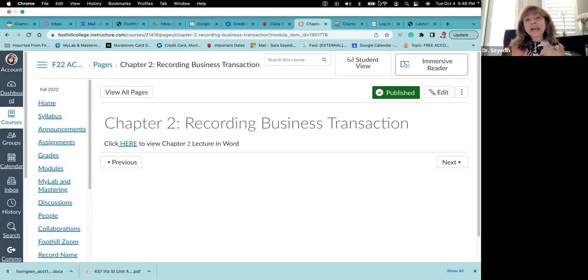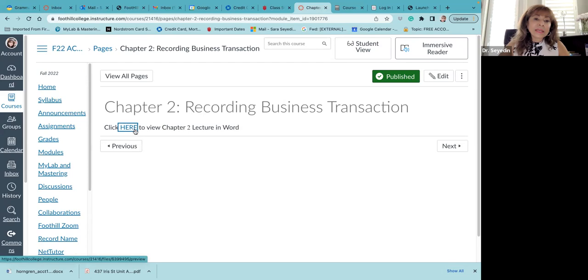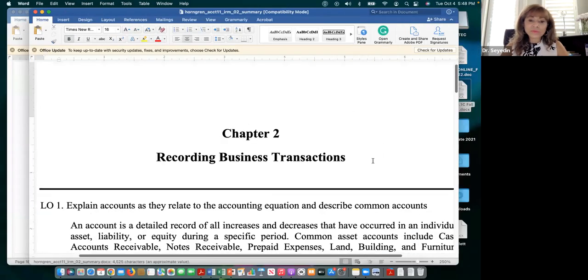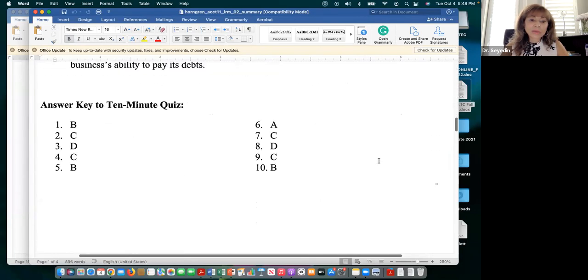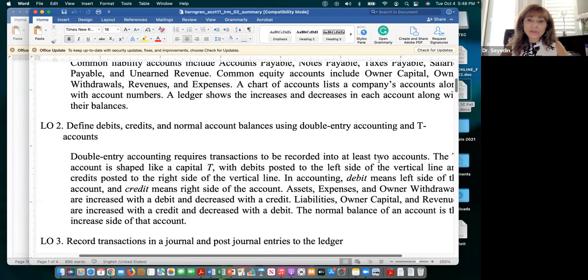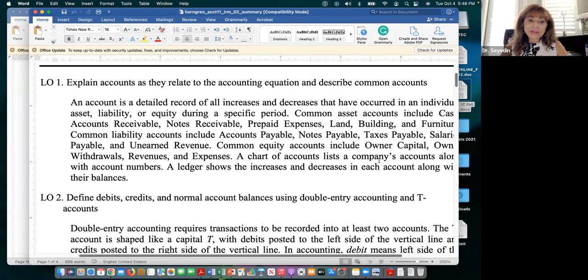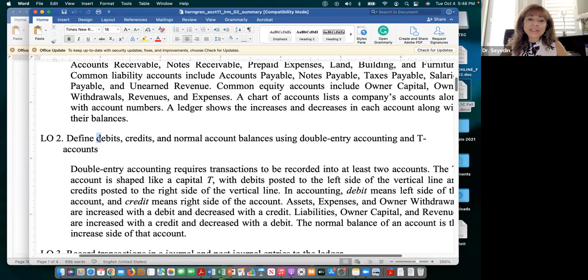Now we're going to take a look at how they behave, and that's the subject of chapter 2. And I'm going to download chapter 2. There we go. So chapter 2 talks about debits, credits, what are the normal balances, and double entry. So let's go with debits and credits. That's the heart and soul of accounting, debits and credits.